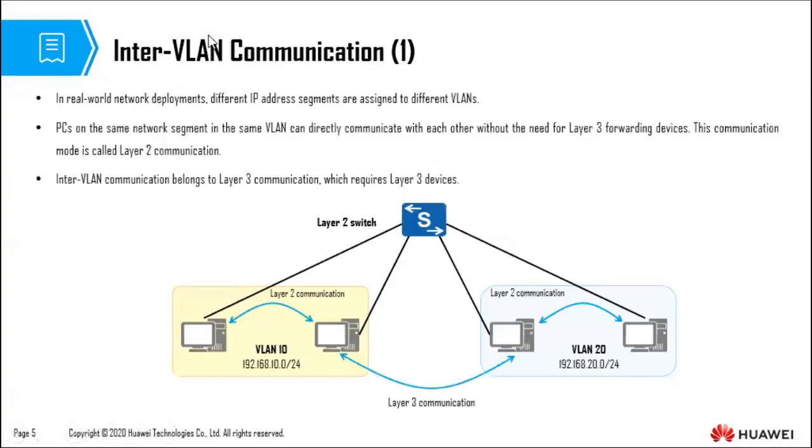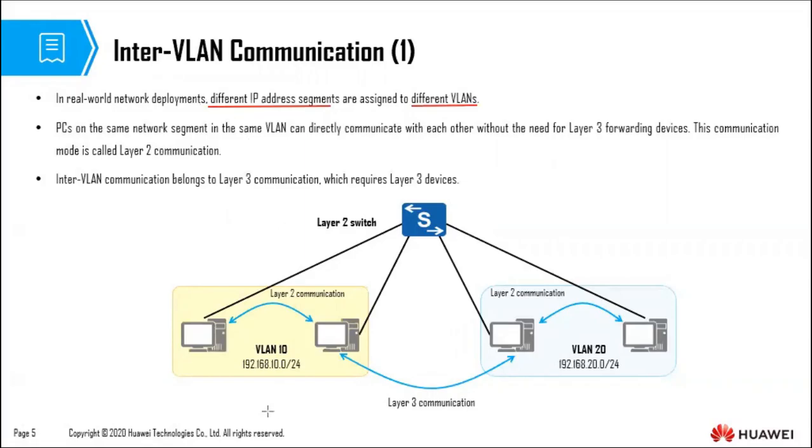So let's begin with the background. In real world deployment, different IP address segments are assigned to different VLANs. Please never forget this. So when you're doing subnetting to create different IP segments of your network, remember that each of those segments is going to be placed on a different VLAN. So in the real world, that is what we do.